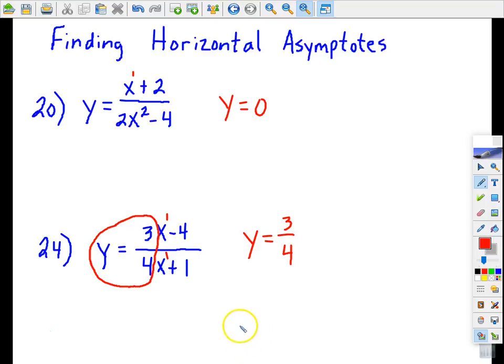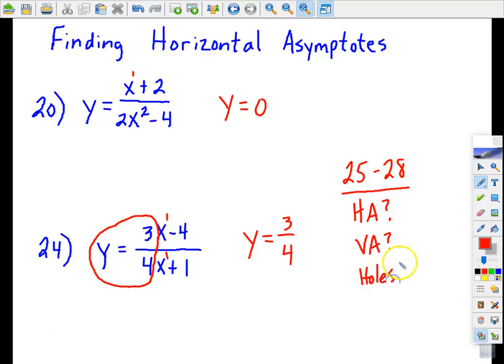Okay, I'm not going to do any other problems, but I just wanted to reiterate on 25 through 28. I know the directions tell you to graph, but I want you to hold off. I want you to find all the necessary information. Basically you're looking for: are there any horizontal asymptotes? If so, where are they? Do you have any vertical asymptotes? If so, where are they? Are there any holes? If so, where are they? I just want you to write that down. Don't do any graphing yet.